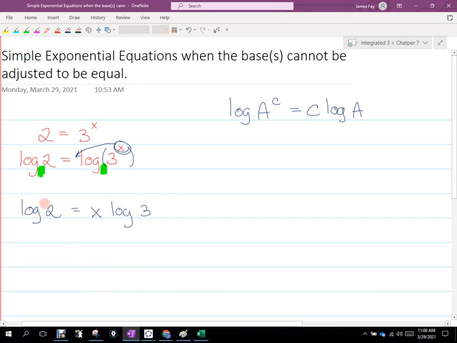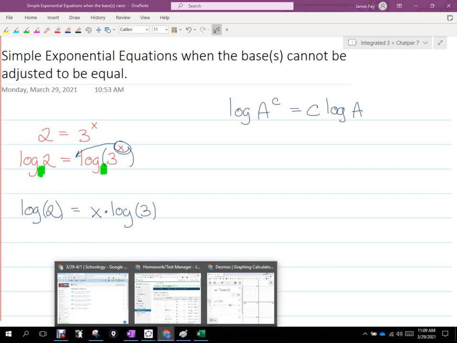I haven't been doing it, but if you want to put parentheses around those things to make it cleaner looking, to realize what we're taking the log of and what we're not taking the log of, that's fine. Now, here's where people get confused. What do I do next? We have two things, x and log 3. What operation is sticking them together? Multiplication.